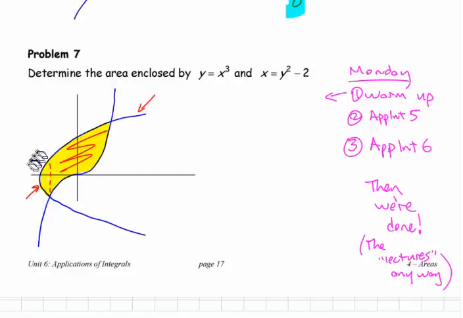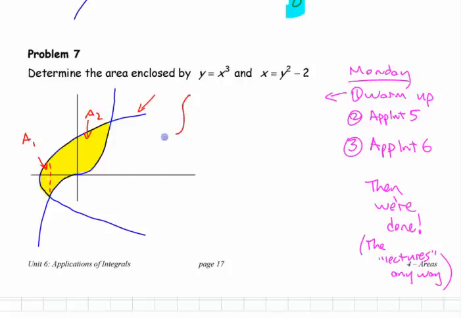If you're doing it with respect to the x-axis, you need to split it into those two regions and do each one separately. So if you're going to call this area 1, this is area 2 if you're doing it this way.